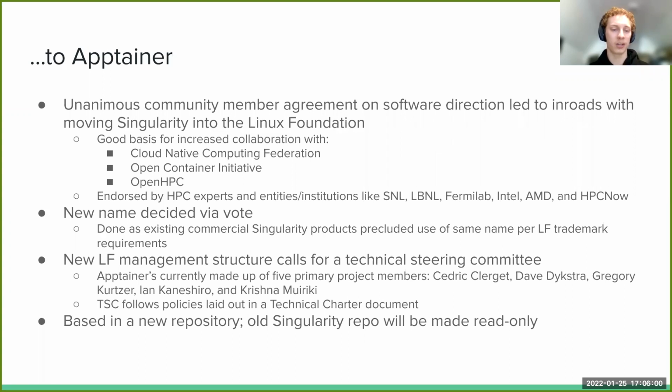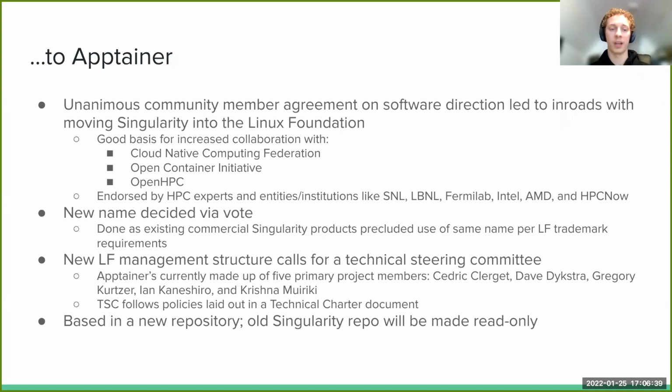This was being looked at because Singularity is a mature technology, among other reasons. It has a really good basis now, being in the Linux Foundation, for increased collaboration and cross-pollination with places like the Cloud Native Computing Foundation, the Open Containers Initiative, the OpenHPC project, and other organizations in that Linux Foundation sphere. So this is really a good move for Singularity. It brings it into a place where a lot more can be done with it, and as a mature technology, it can start to cross-pollinate with some of these other projects.